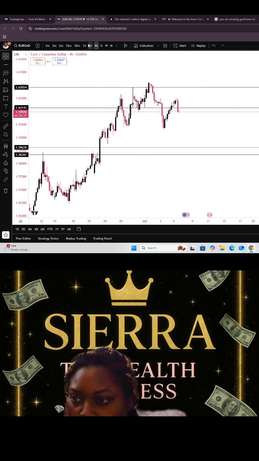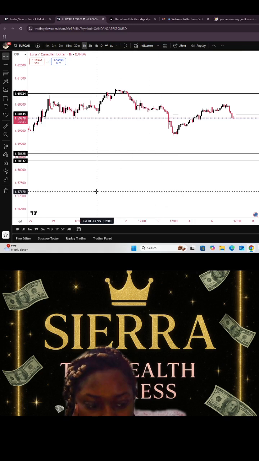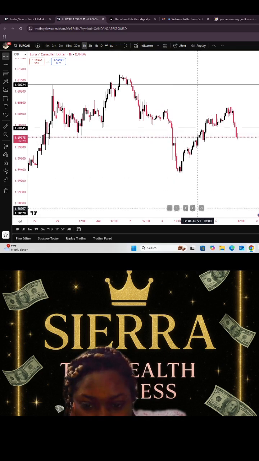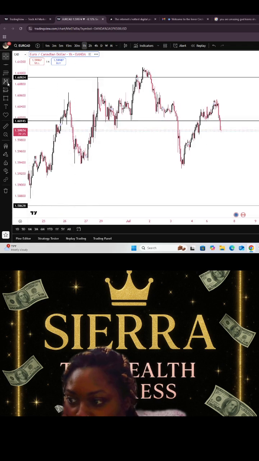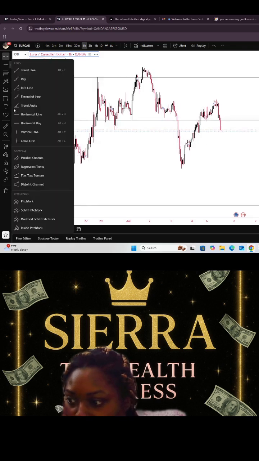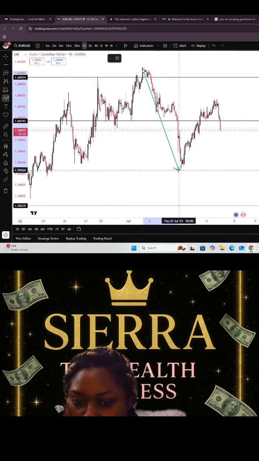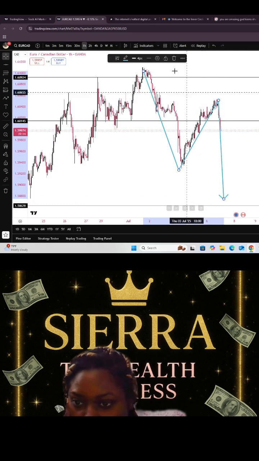And now let's come down to our hourly. 1519. Are you on military time? Okay. So now I can also throw a fib on here because this is my impulse. This is my correction. And now I'm trying to get in and catch this continuation.